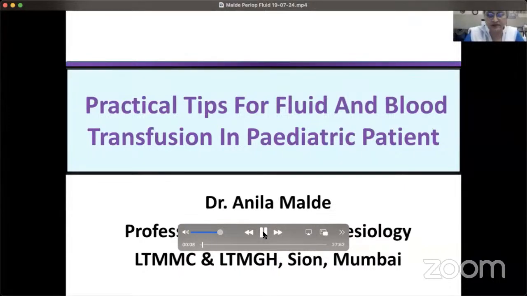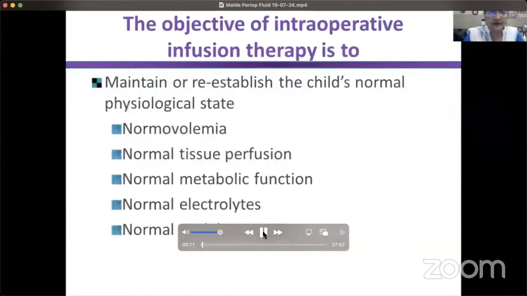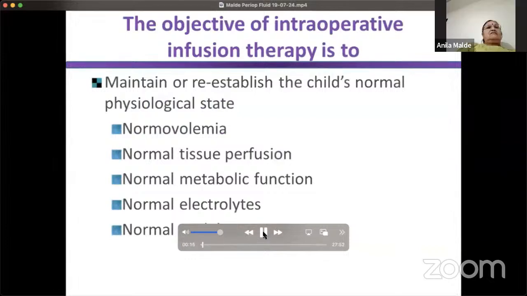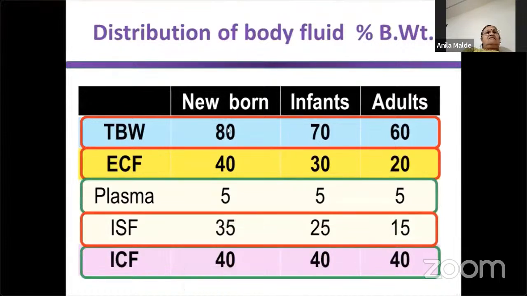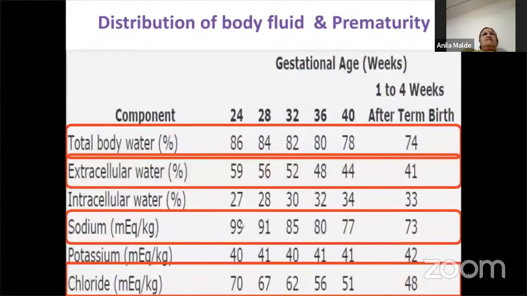For fluid and blood transfusion in pediatric patients, we give fluids to maintain normal volemia, normal tissue perfusion, metabolic function, electrolyte, and acid-base status. Distribution of body water is different in different age groups. 80% of the newborn body weight is water. Now, if you see over here, the intracellular fluid compartment is constant. So what is changing is the extracellular fluid compartment. Now, in ECF also, the plasma is constant across the age group. What is changing is the interstitial fluid.